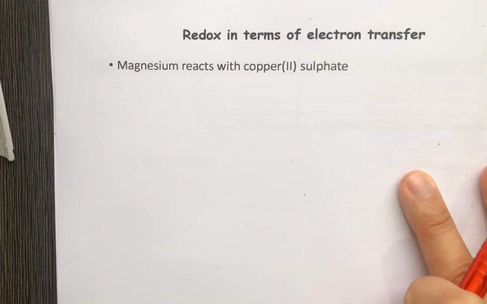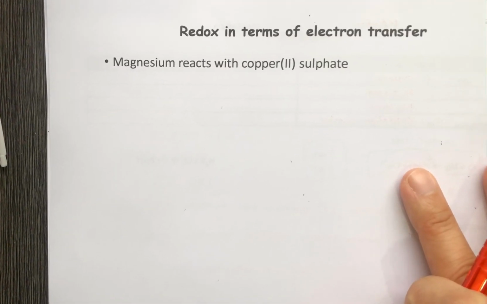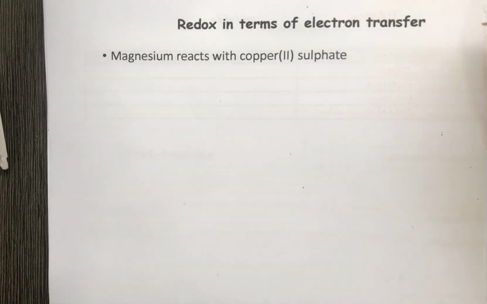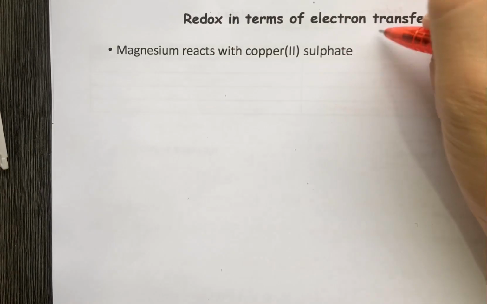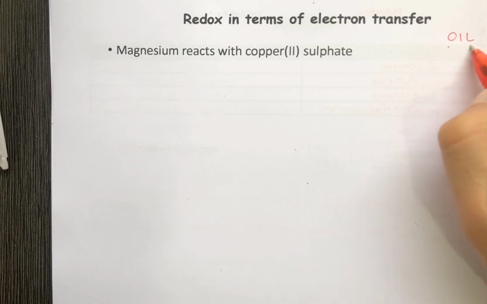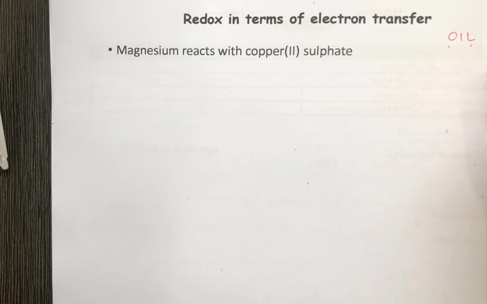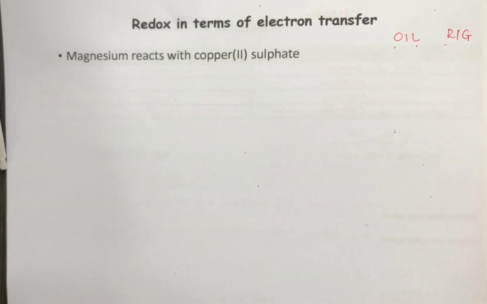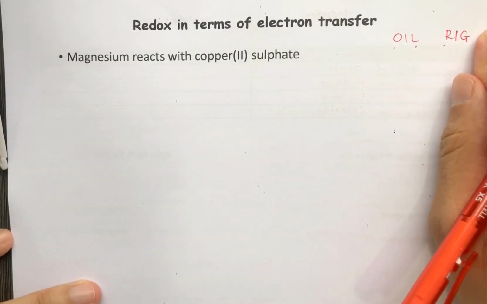Okay, all right. So this second example is about magnesium reacting with copper(II) sulfate. I will write down the relationship between redox and electron transfer first. It is OIL RIG. Oxidation is loss of electrons. Reduction is gain of electrons. All right, I'll write this down for my reference.